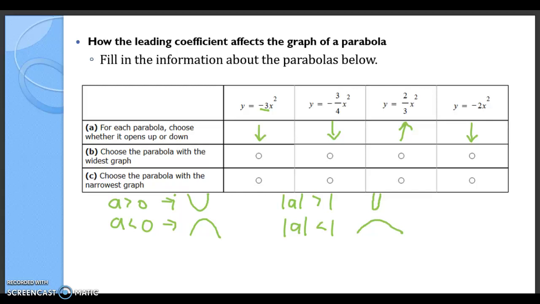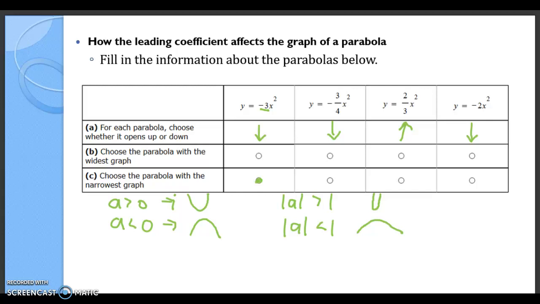And I explained that more in the absolute value one as well. It has to do with the same thing. We're either stretching those y values by multiplying by a value, or making them smaller, or compressing them, by multiplying by a fraction. And it doesn't matter the orientation, okay? So the widest is going to be the biggest number. No, sorry, the narrowest is going to be the biggest number.